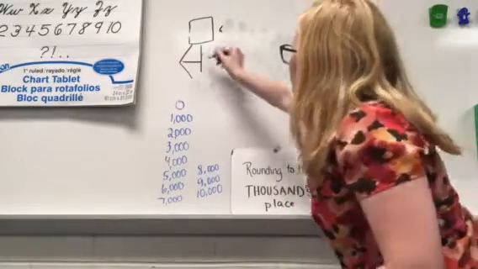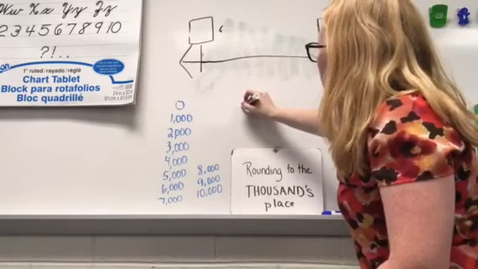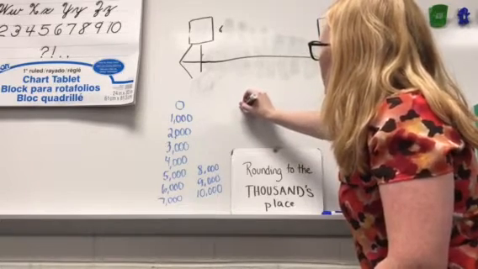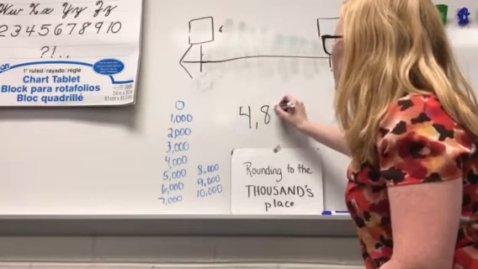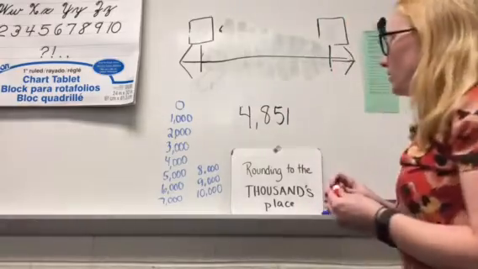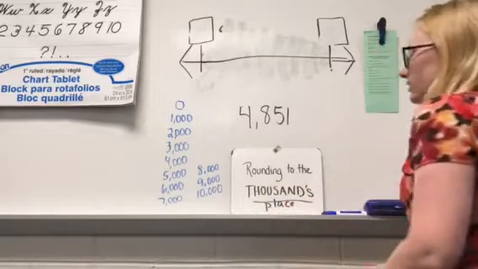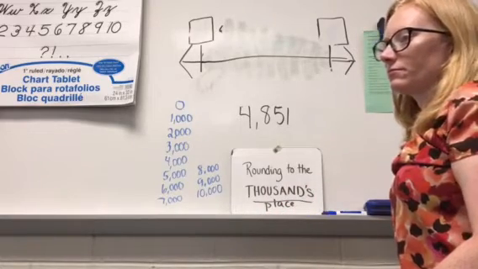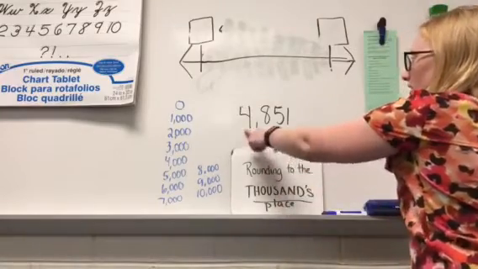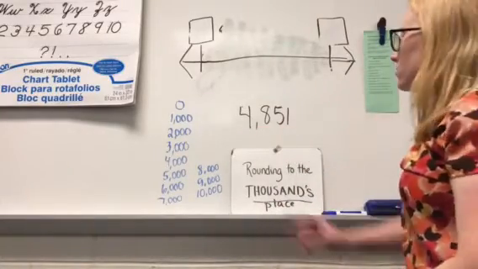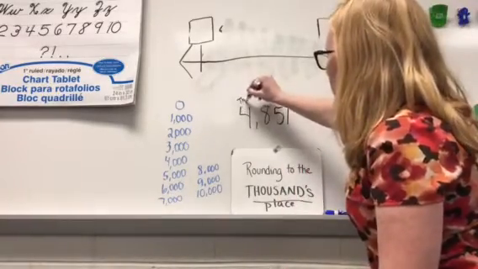So let's use the number 4,851. So the first thing we have to figure out is if I'm rounding to the thousands place, what thousands is 4,851 in between? So I see, I'm gonna again do my little HTO to figure out my thousands spot.